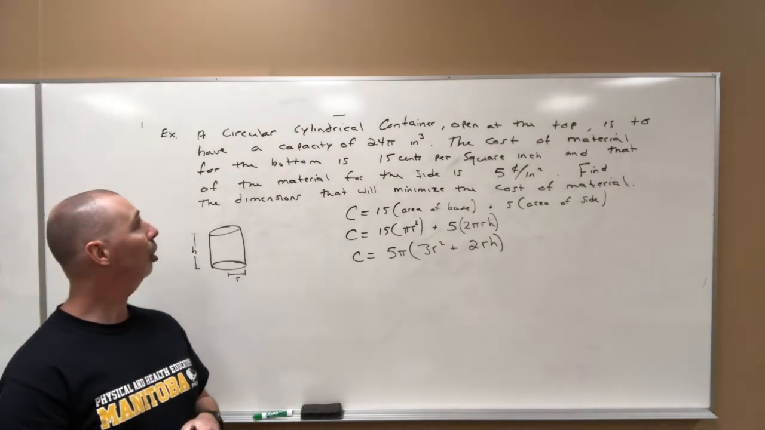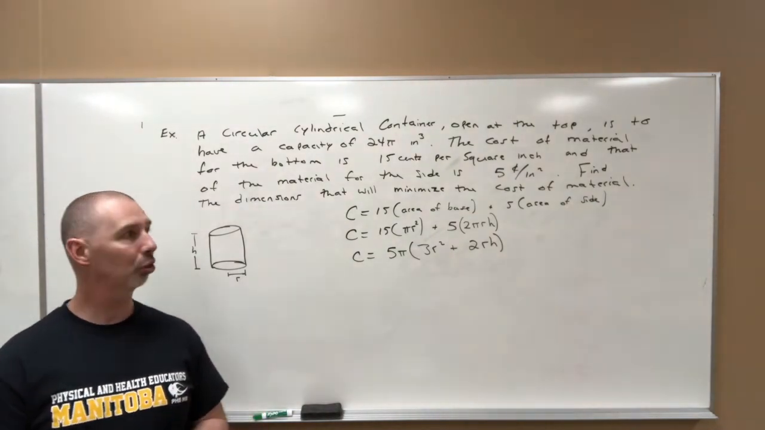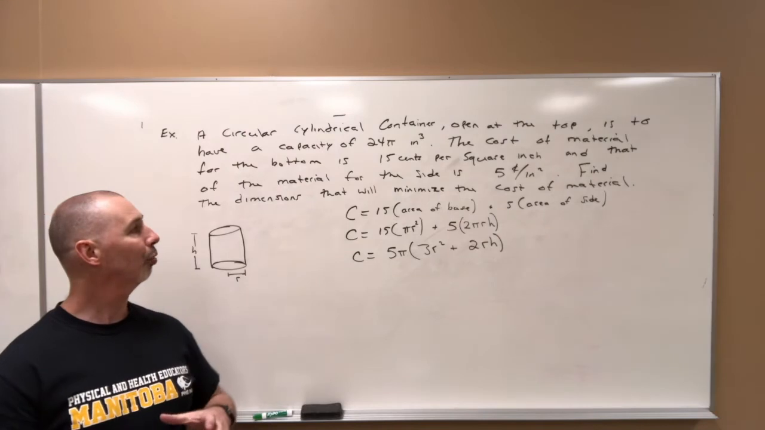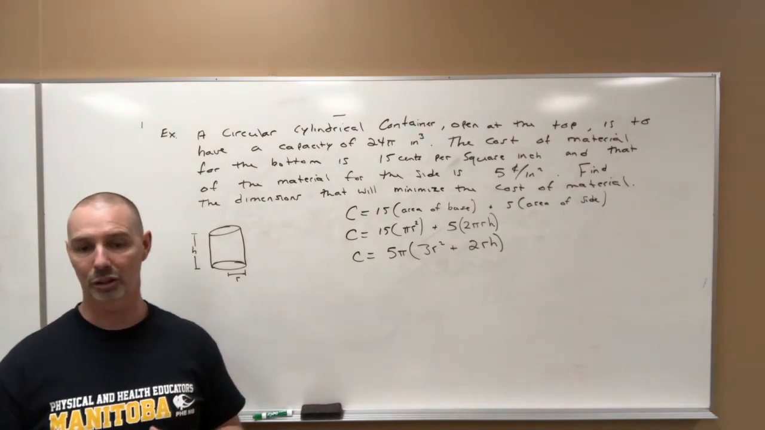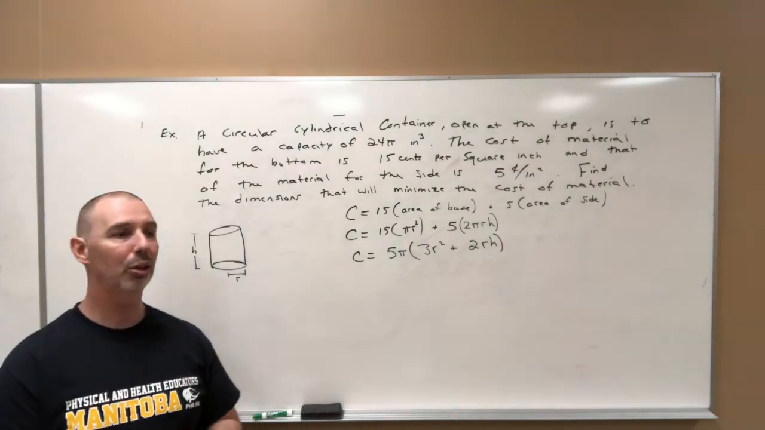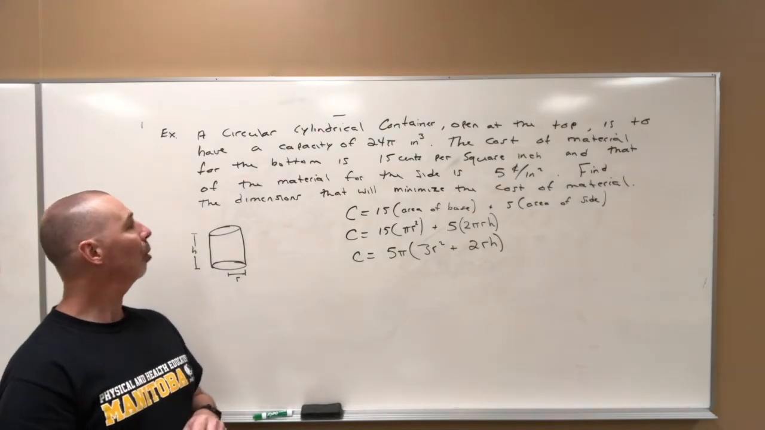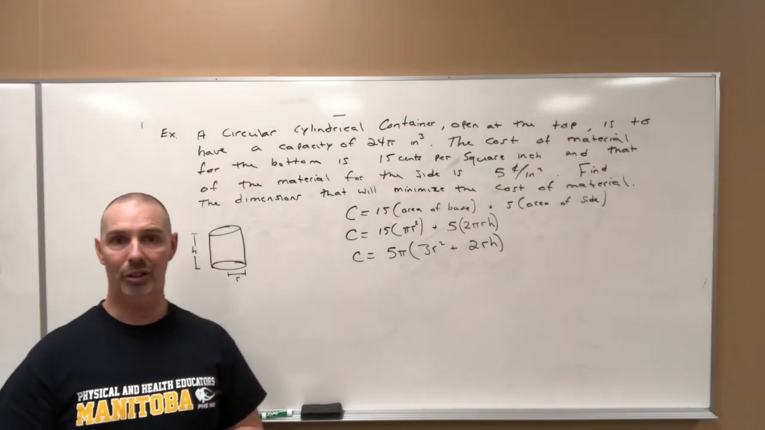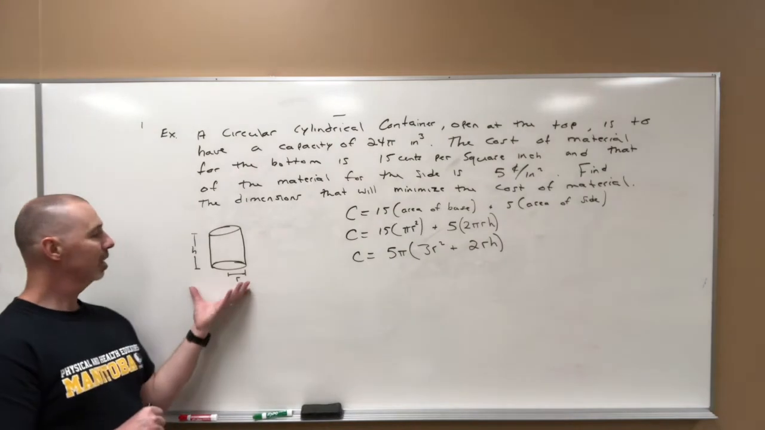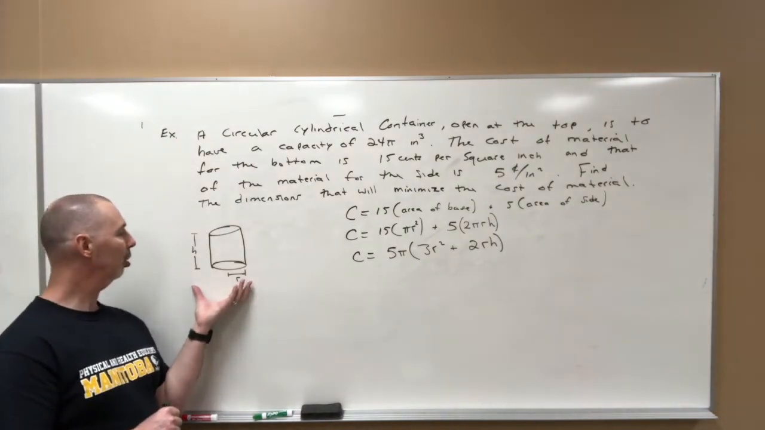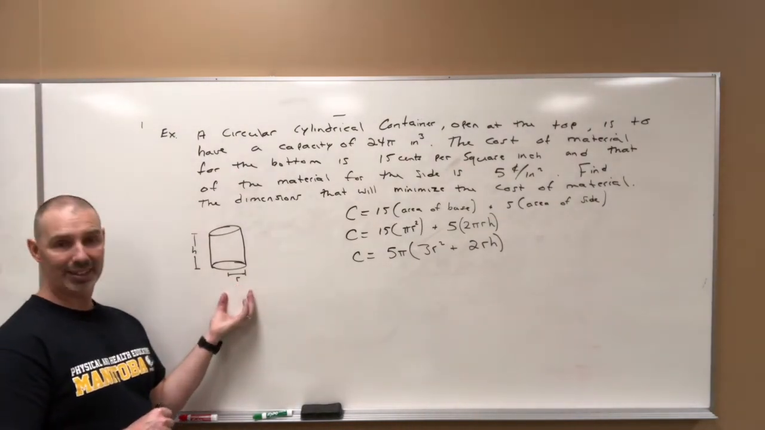The cost of the material for the bottom part is 15 cents a square inch, and that of the material for the sides is 5 cents per square inch. So we've got the bottom material, we've got the side material, each have their costs. We want to find the dimensions that will minimize the cost of the material. So I've drawn a little diagram, simple, just a little cylindrical container. It's got a height and it's got a radius.